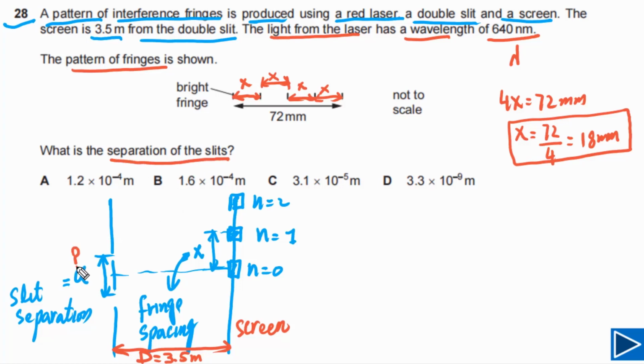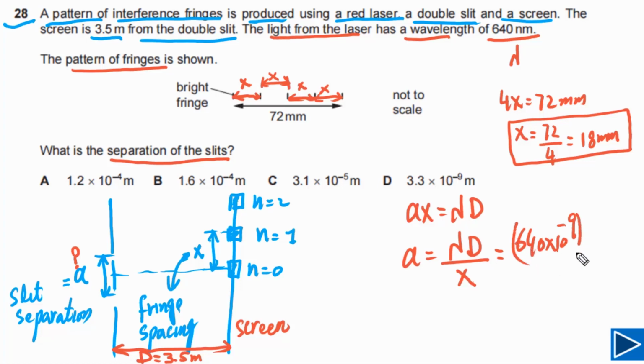Means we need to find out what is value of a. For double slit, we need to understand ax is equal to lambda times d. We need to find out a, so it simply means that a is equal to lambda d over x. Lambda is given to us, that is equal to 640 nanometers. So we have to multiply by 10 to negative 9.